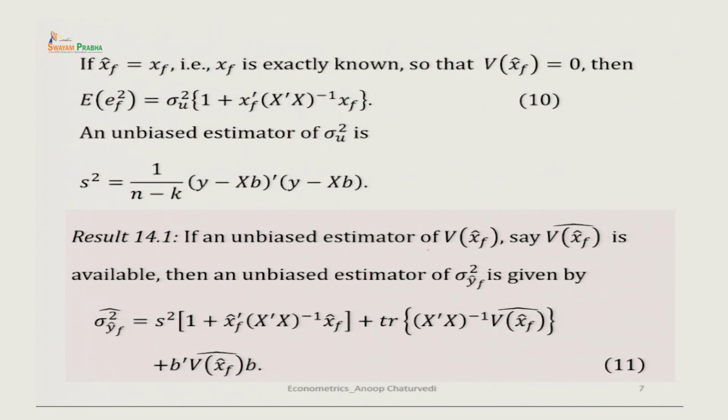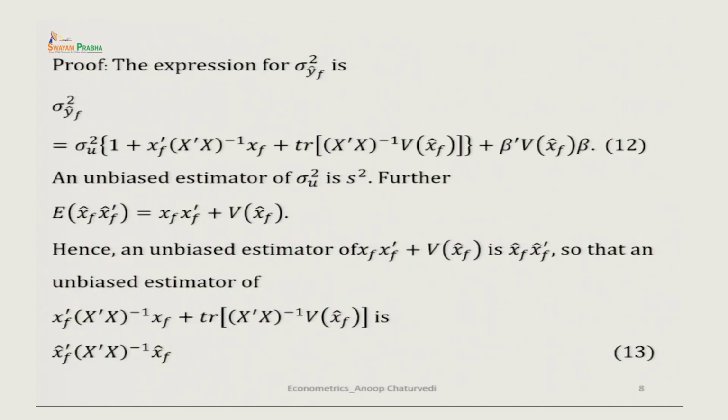So, if an unbiased estimator of V(x̂_f), say V̂(x̂_f), is available, then an unbiased estimator of σ²_ŷf is given by σ̂²_ŷf equal to s²[1 + x̂_f' (X'X)⁻¹ x̂_f + trace((X'X)⁻¹ V̂(x̂_f))] + b' V̂(x̂_f) b. Then the expression for the variance of ŷ_f is equal to σ²ᵤ[1 + x_f' (X'X)⁻¹ x_f] plus trace of this term plus β' V(x̂_f) β.